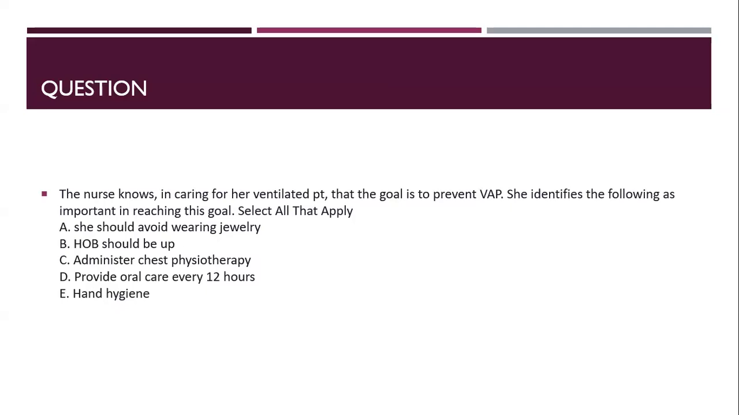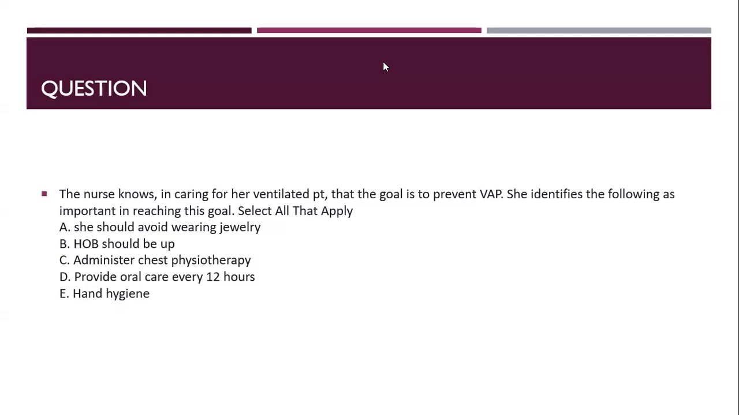What should you go for? B, C, E. B, C, A. Should you wear jewelry? B, C, E. But what about A? Should you avoid wearing jewelry? Should you wear jewelry when on a ventilator? I see B, C, D, E. I don't know. I don't see the correlation with jewelry. I didn't choose it.